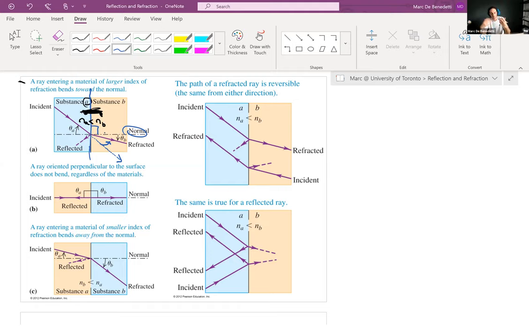But then there's the question of what if it goes from water into glass? Well, then you have to know water is 1.33 and what kind of glass. But anyway, we'll get to that shortly.